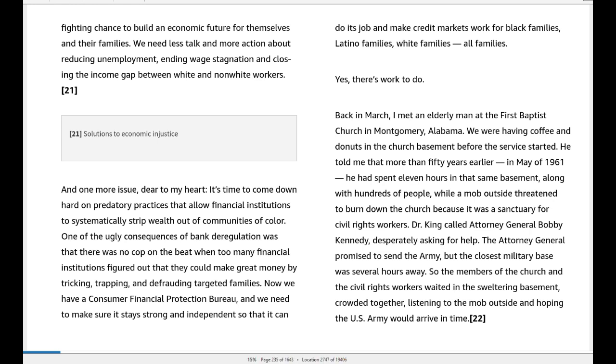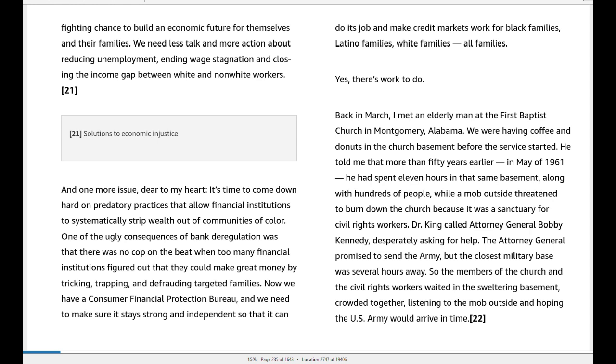We need less talk and more action about reducing unemployment, ending wage stagnation, and closing the income gap between white and non-white workers. Student Note 21, Solutions to Economic Injustice. And one more issue dear to my heart.